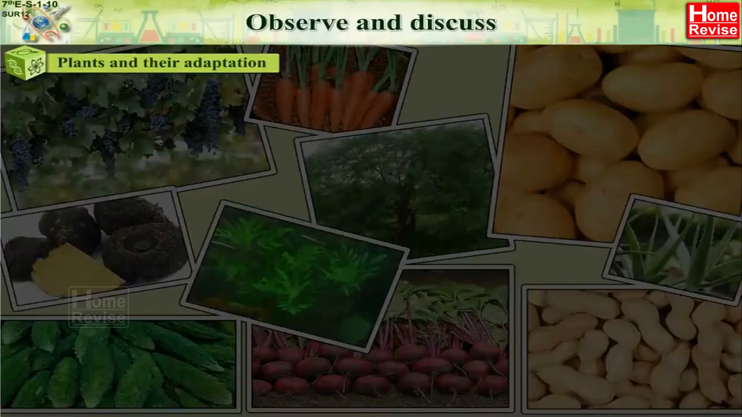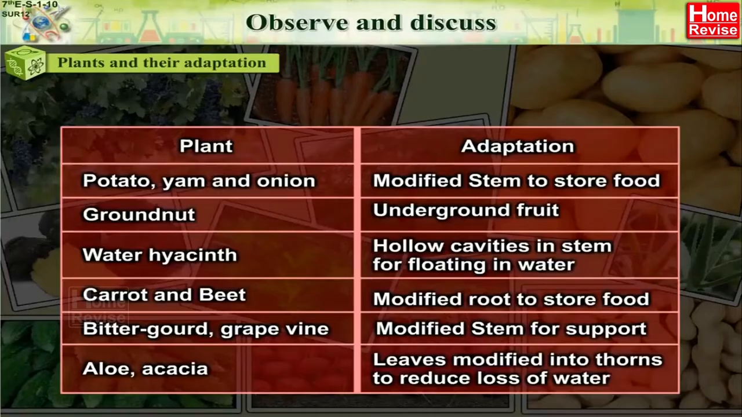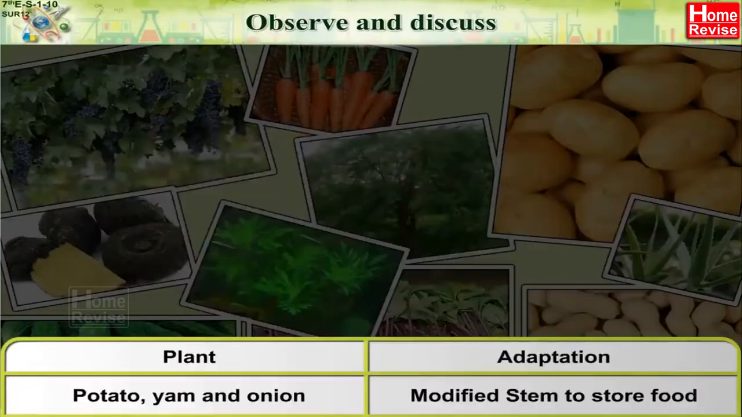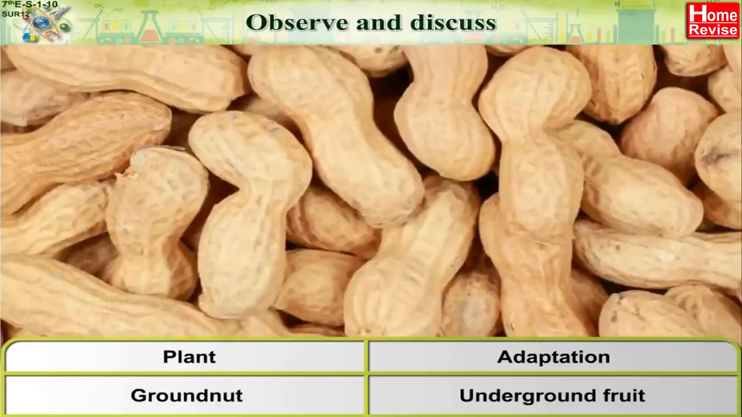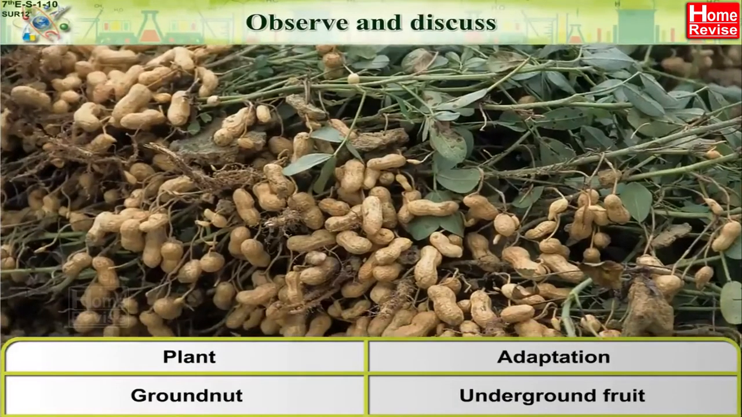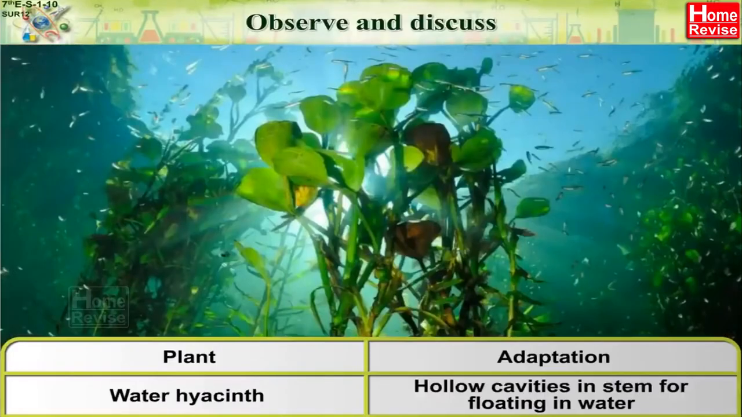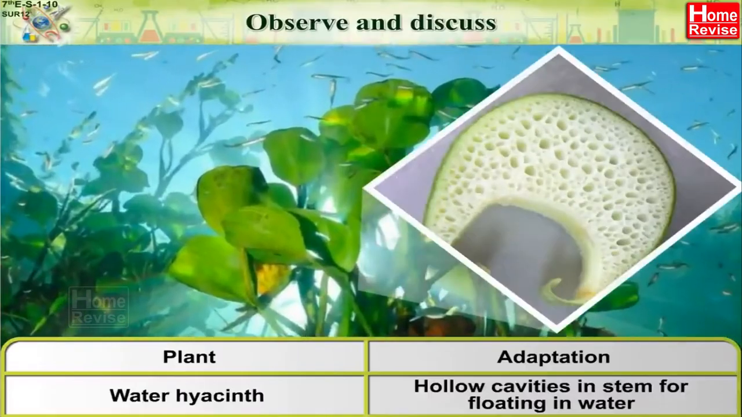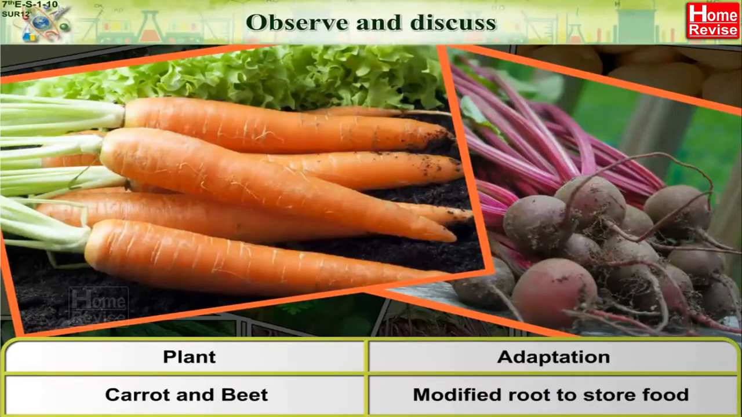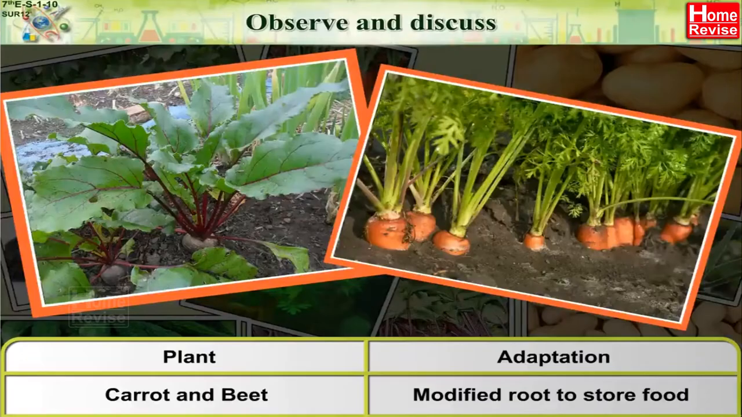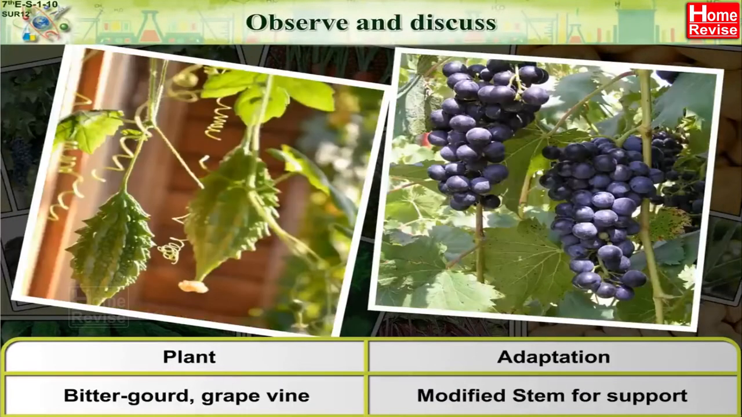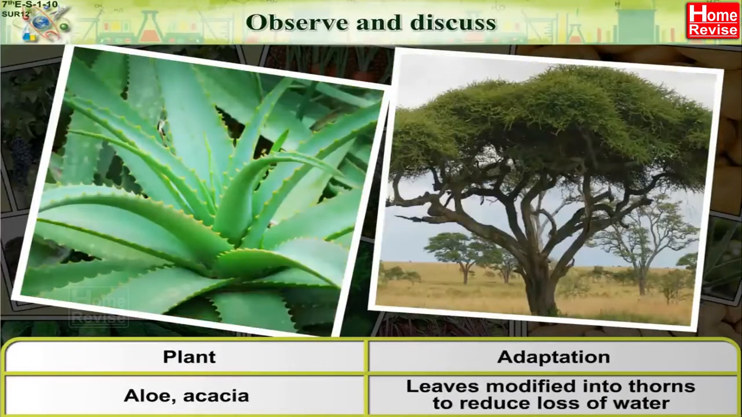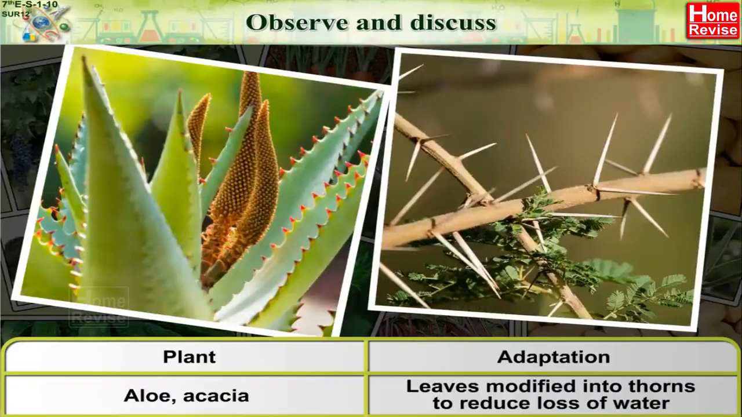Plants and their adaptations. Here's a table showing plants and their adaptations. 1. Potato, yam and onions. Adaptation: modified stem to store food. 2. Groundnut. Adaptation: underground fruit. 3. Water hyacinth. Adaptation: hollow cavities in stem for floating in water. 4. Carrot and beet. Adaptation: modified root to store food. 5. Bitter gourd, grapevine. Adaptation: modified stem for support. 6. Aloe, acacia. Adaptation: leaves modified into thorns to reduce loss of water.